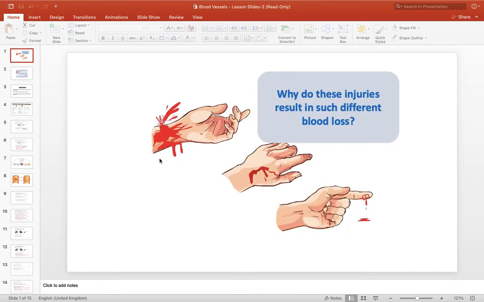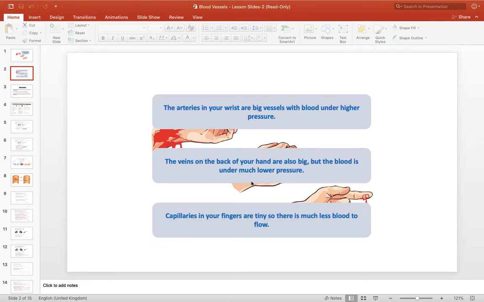On the back of the hand, the blood was dribbling out, although there was quite a lot. It wasn't spurting out as badly as the first one, but there was a lot of blood still coming out. So the blood vessels are still big, but the blood is under much lower pressure. These are what we call veins. And the final one on the finger is a capillary. The person has cut a capillary in the finger, and it's so small that there's much less blood loss and it's under much lower pressure.